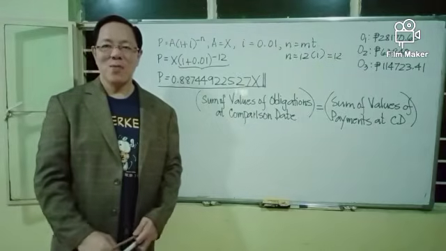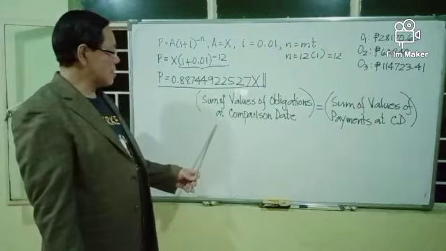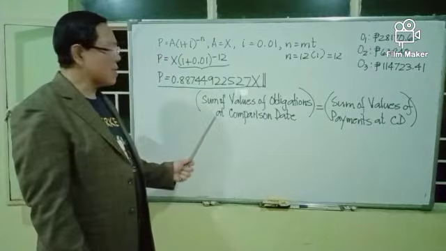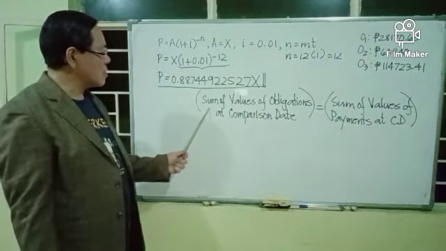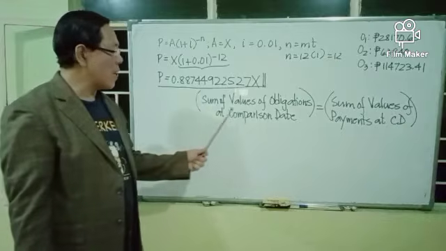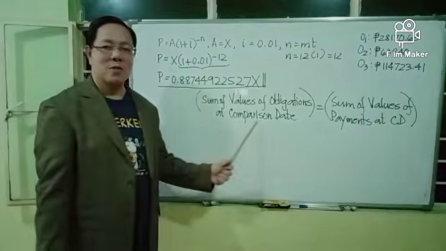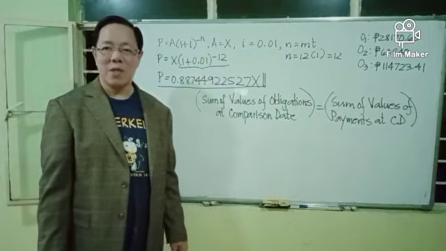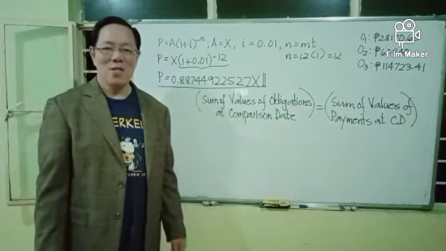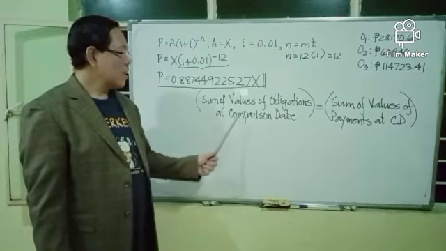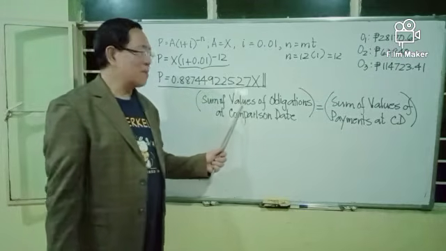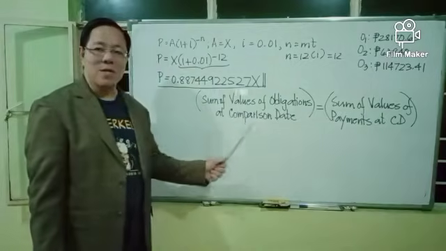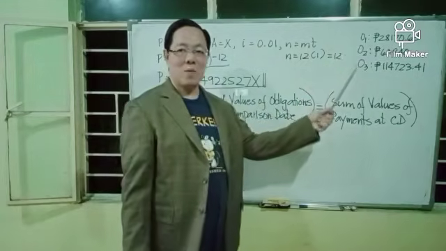For writing the equation of values, this is the sort of formula that you should follow. At one side of the equation, you should write the sum of the values of obligations at comparison date. This is actually the sum of the values of the maturity values of the obligations at comparison date. And in our example, the values of the maturity values of the obligations at comparison date are given by these amounts.